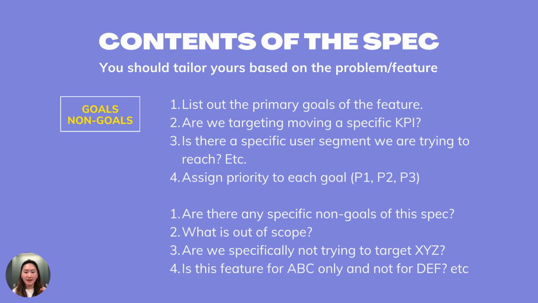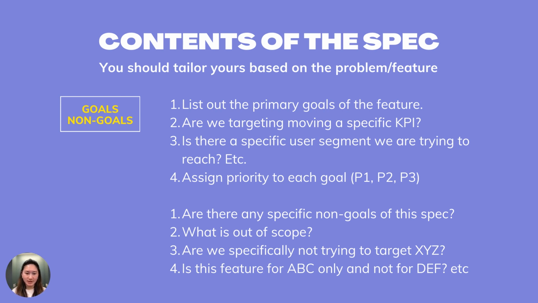For goals and non-goals, this is super important. And the more I learn about these, the easier it gets, because in this section, you want to list out what are the primary goals for this feature, any specific KPIs you're trying to target or trying to move the needle, and is there a specific user segment that you're trying to reach? And also, how important is each goal? Assign a priority to it. It could be priority 1, 2, or 3.